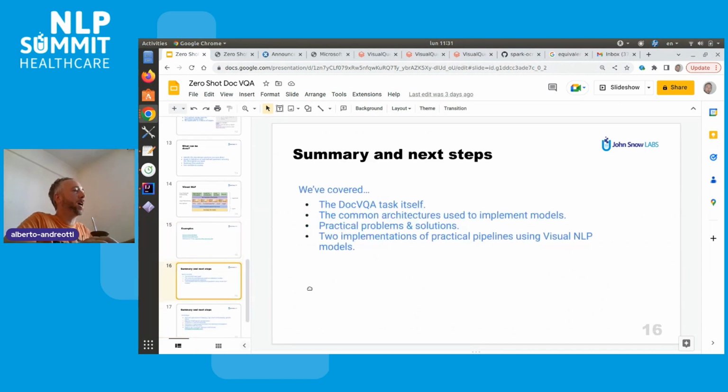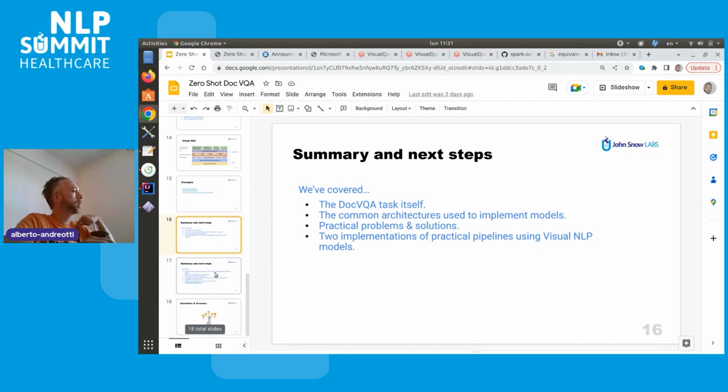Okay, this is what we have covered. We have explained the document visual question answering task itself. We have seen some common architectures that are popular these days to solve this problem. We have also discussed some practical considerations on how to solve them, in the two notebooks that we have just discussed. And I hope that you're going to be able to run this yourselves.